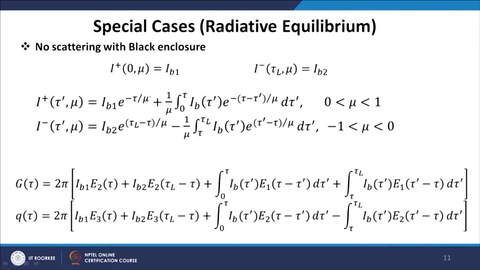In this simplified special case, we assume that there is no scattering. That means the source function is simply IB. So, S tau is simply IB tau, if we have no scattering, the source function depends only on black body emission power. The walls are black, so I plus is IB1, I minus is IB2. When we assume that, then I plus and I minus solutions which we have already calculated earlier can be simplified by substituting for IB1 and IB2 and IB in terms of the source term.